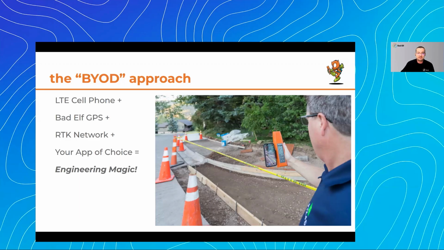So how does Bad Elf fit into this? I mentioned that we're a global positioning device. You can see in the gentleman's hand here, that's one of our GPSs attached to a cell phone. We call this the BYOD approach, the bring your own device. So you bring your cell phone with LTE, you bring a Bad Elf GPS, you bring a low-cost RTK network, we'll talk about that in a second, your mapping app of choice, and boom, you are able to go collect super high fidelity, high accuracy data that your park and your city and your constituents deserve.